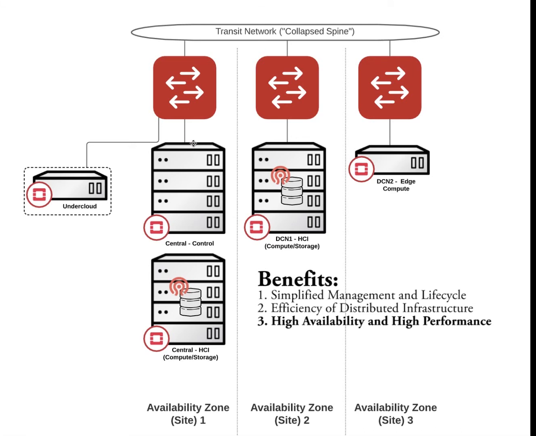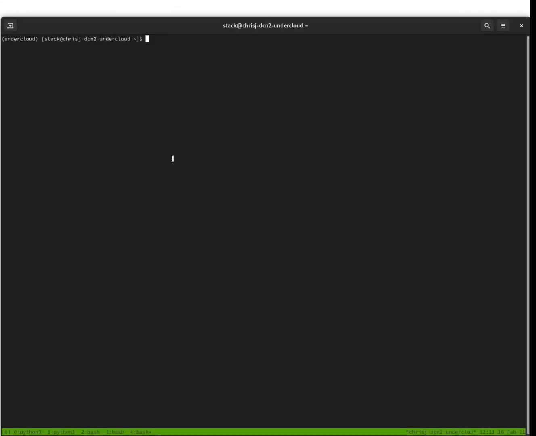And we still get another level of high availability of having this control plane in a central location, being ultimately highly available with multiple controllers. And if any of these controllers fail, the access to the APIs is still going to be intact. Okay, so let's hop into my deployed demo environment.